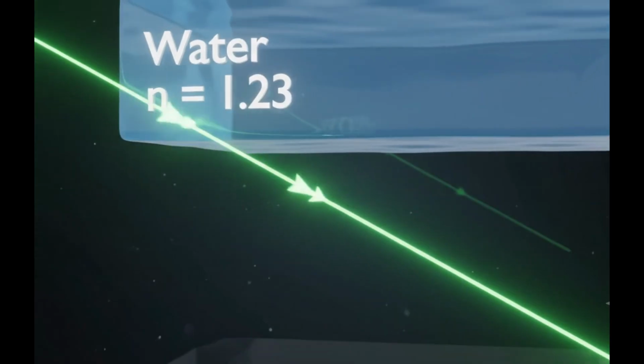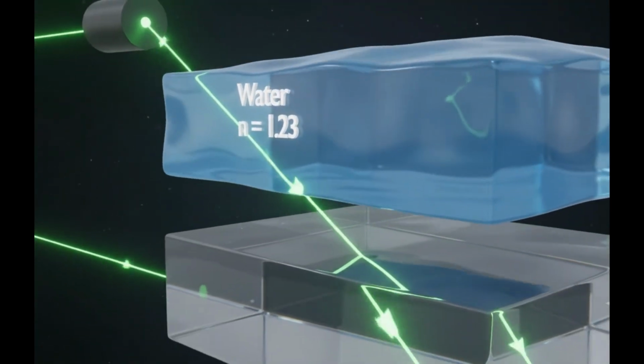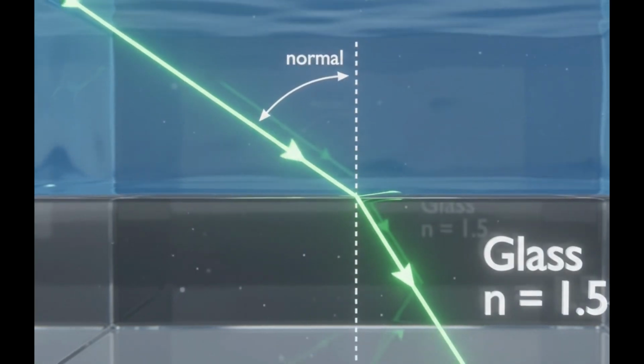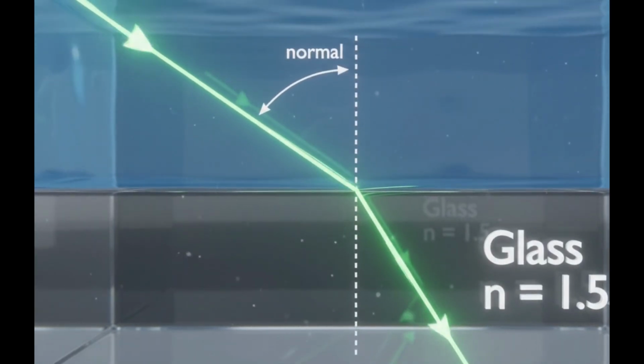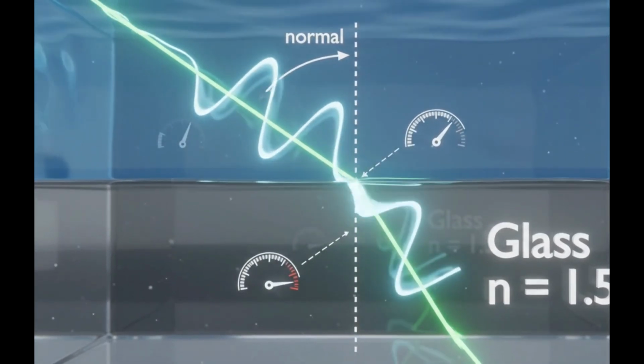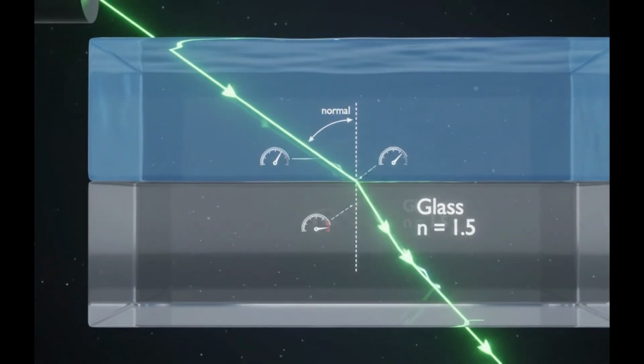The higher the refractive index, the more the light slows down and bends. For example, water has a refractive index of approximately 1.33, while glass has a refractive index around 1.5. Because glass has a higher refractive index, light bends more strongly inside glass than it does inside water.